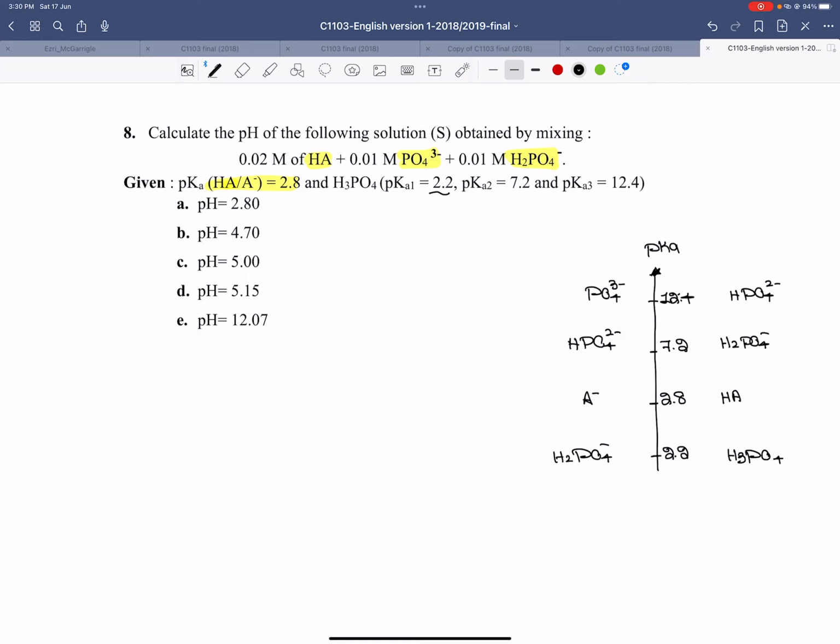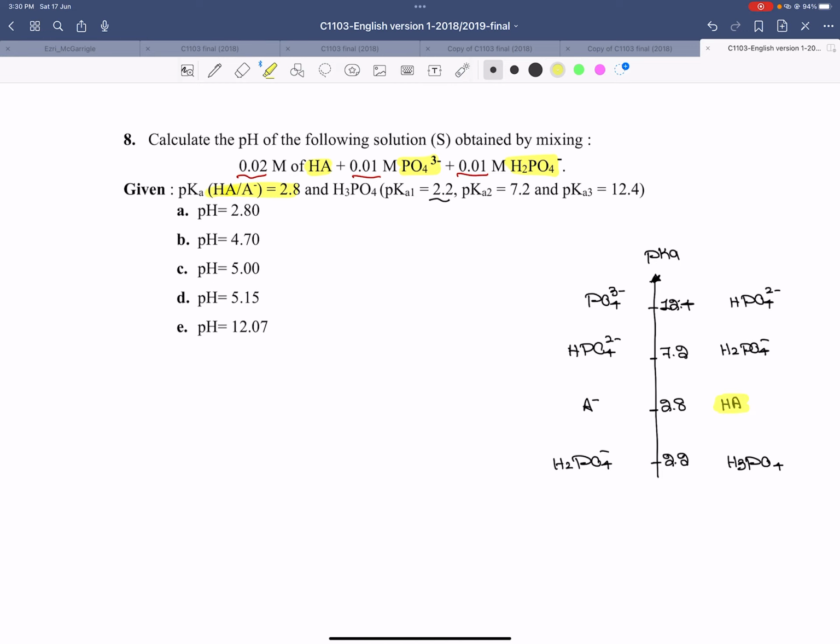Now what you do is you highlight the species that you have an actual concentration of. They all exist, however, some of them exist in negligible values, others exist in substantial values. Highlight whatever exists in substantial values. So I'm going to highlight in a single color, first of all HA.